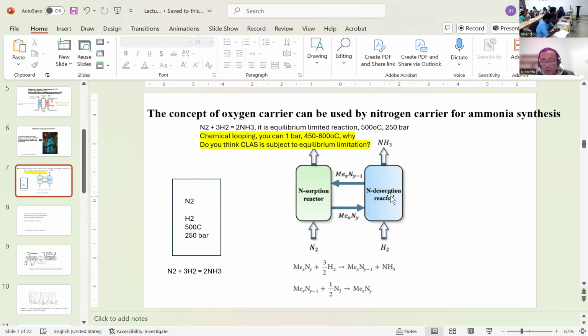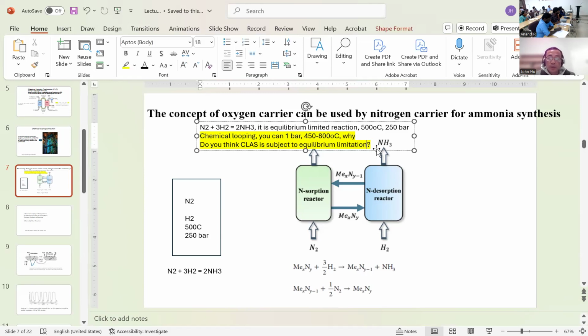Reactor 1, reactor 2. In reactor 1, nitrogen did not see hydrogen. In reactor 2, hydrogen did not see nitrogen. So why do you think the whole system is subject to equilibrium? The answer is no. Okay. Do you think the loop is subject to equilibrium limitation? The answer is no.